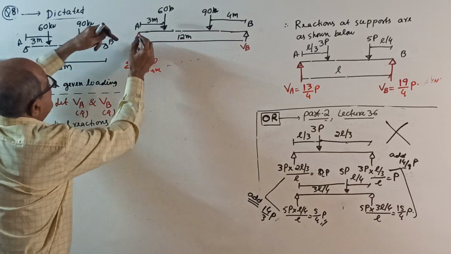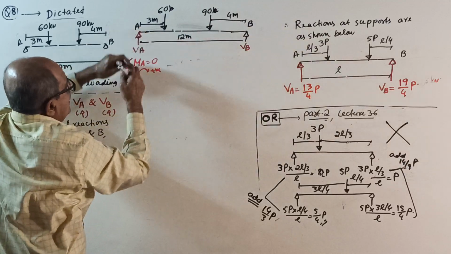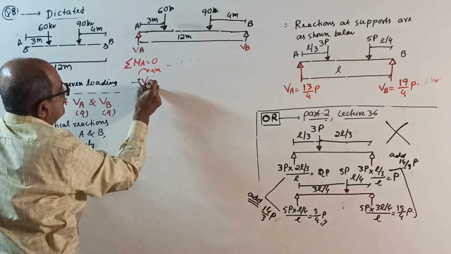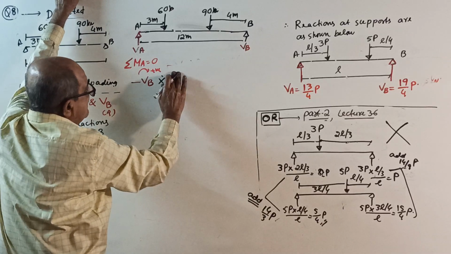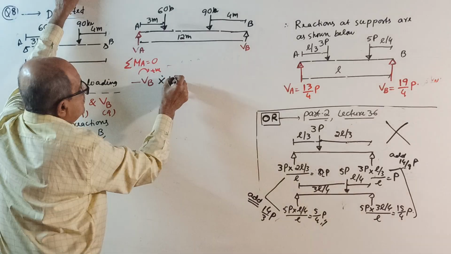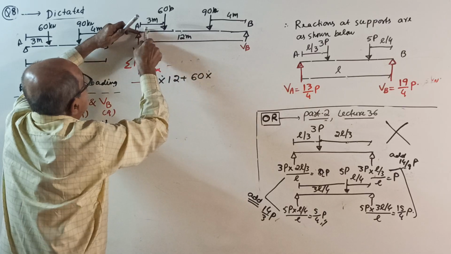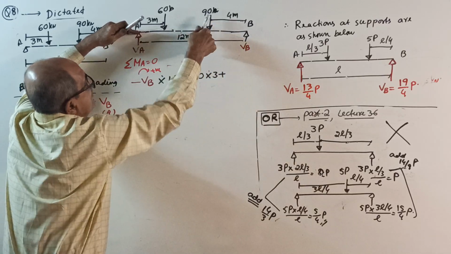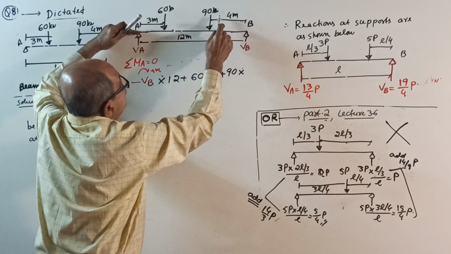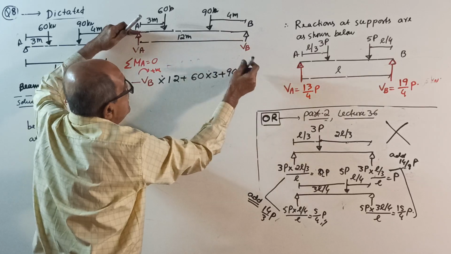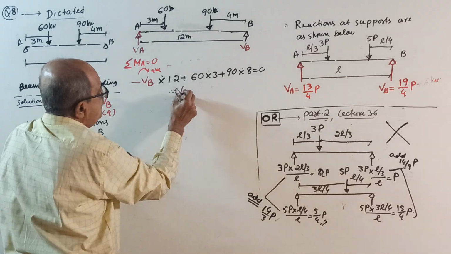Okay, as usual, take moment about A. You get minus VB into 12, minus VB into 12. I told you why I am writing it. There is a reason for it. 12 plus 60 into 3 plus 90 into, this is 12 meter, this is 4 meter, so from here to here is 8 meter, 8 equal to 0. Therefore, you get the value of VB.